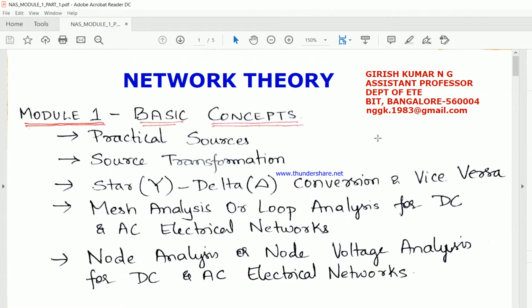We'll be seeing what the practical sources are. I hope you might have learnt in basic electronics in your first year that the sources we have in an electrical network would probably be voltage source and current source. And the elements, which we normally call passive elements, are resistor, capacitor and inductor. So we'll be learning some basic details about all these things, and then we'll see some of the basic concepts that are used to solve some simple electrical networks.